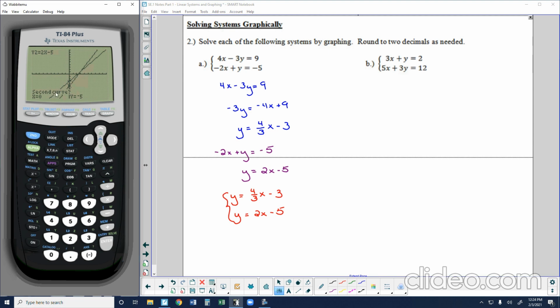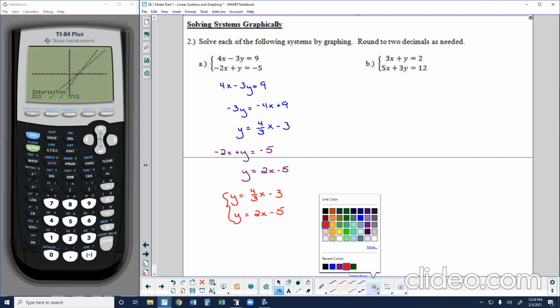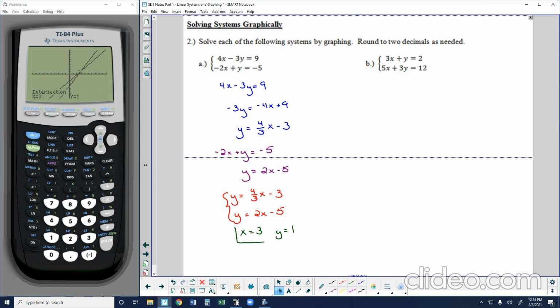It's going to say second curve, I want to make sure it's on the second line, and it is. Hit enter. I don't really need to guess, I'm just going to hit enter, and it's going to find the intersection. So the solution for this system of equations, we can write the solution a few different ways. The solution would be x equals 3, y equals 1. So this is one way we can write the solution. We could also write the solution as a coordinate pair, 3, 1.